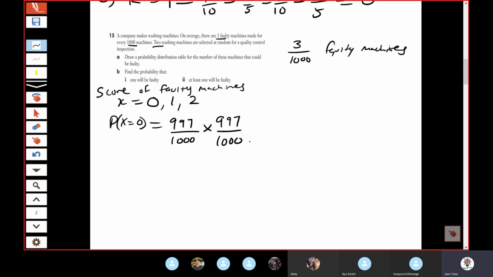Is that what you're saying, Greg? Because saying on average, you're not really selecting, it's not definitely like 3 out of 1,000. It's on average, it's 3 on 1,000. So yeah, it's a bit tricky. I know what you're saying, the whole decreasing one, but it's not like that for this question. Let me see if I can put you in another example. 3 faulty machines made for every 1,000.